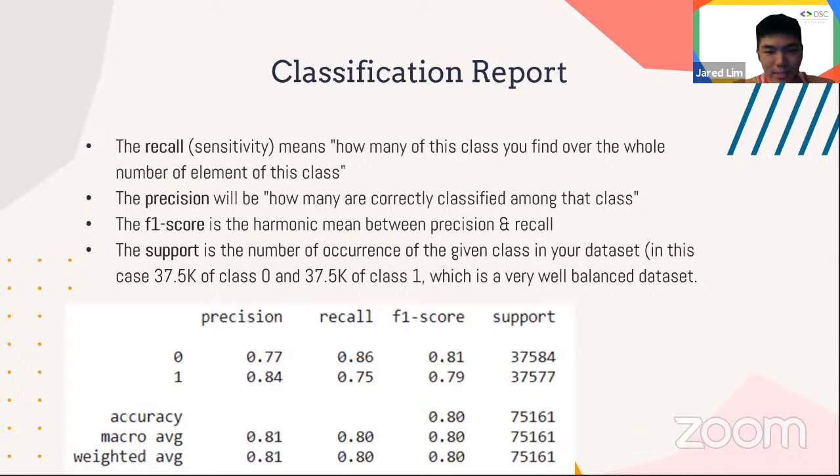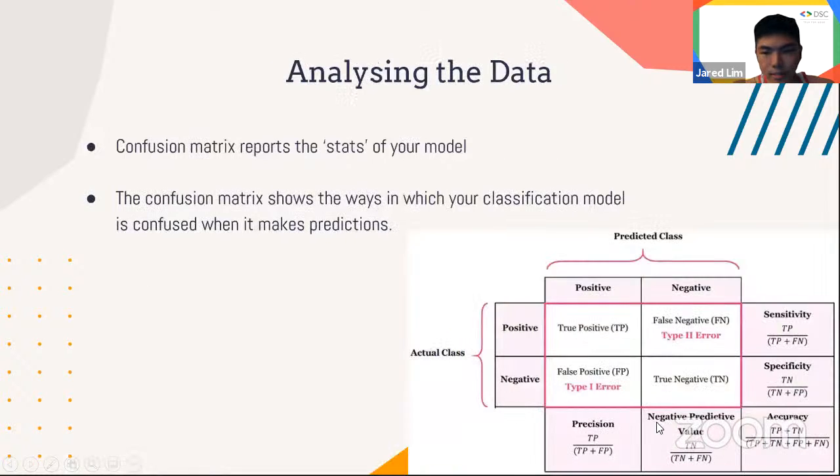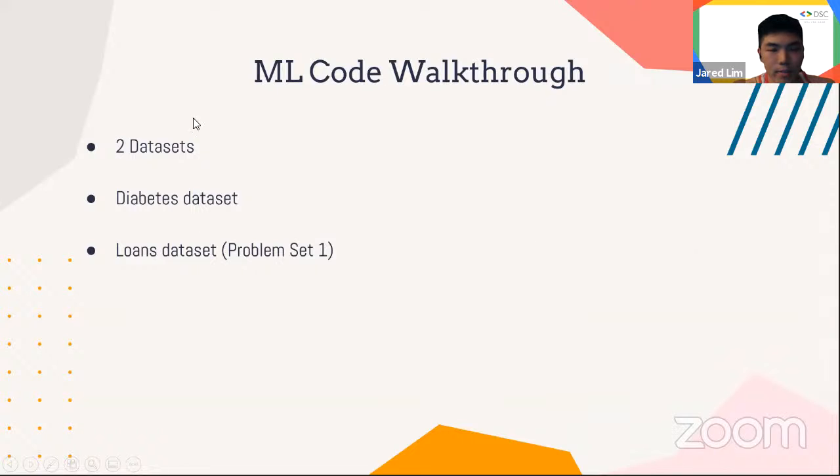So in this case, you have 37.5K of class 0 and 37.5K of class 1, which is a very well balanced data set. But most of the time it's not that well balanced. And then the accuracy is basically the number you use to compare between different classification algorithms. Yeah, so with that, I'll move on to the ML code walkthrough.